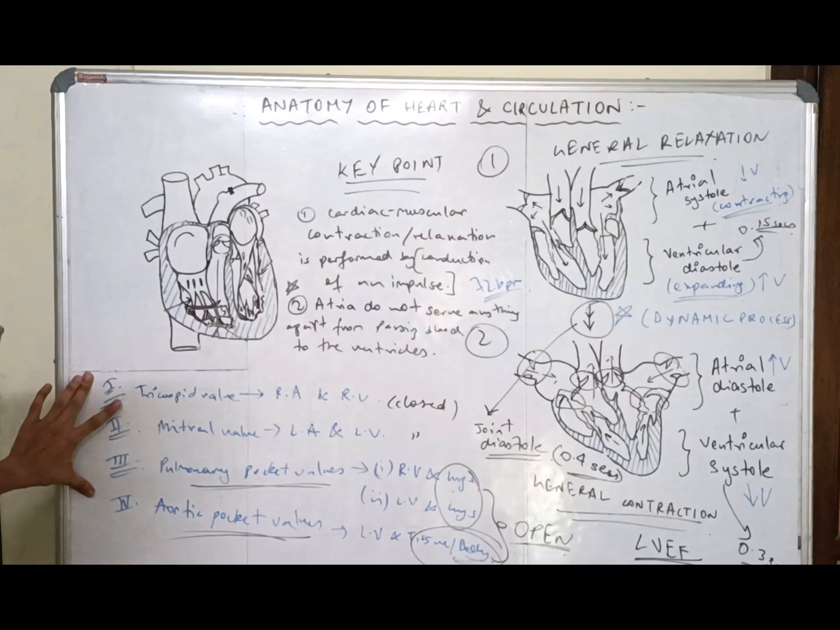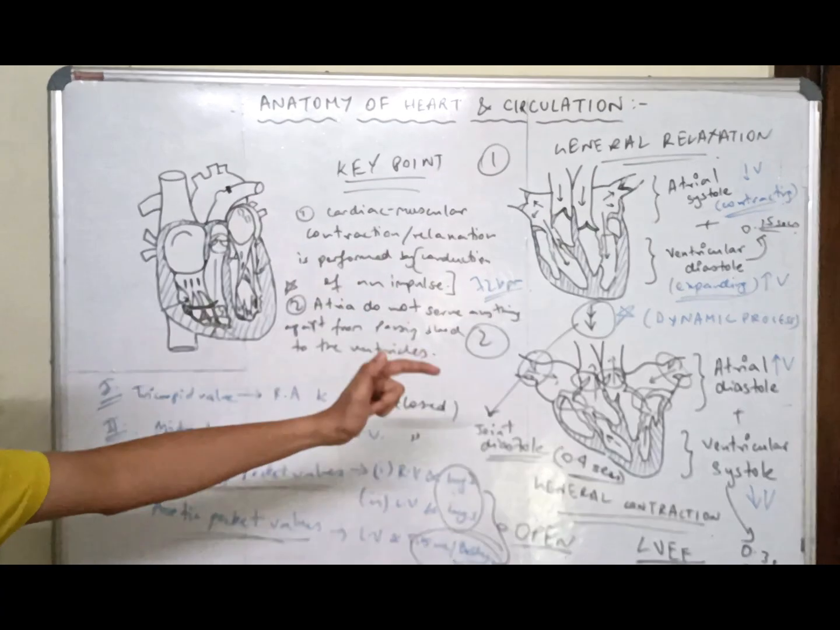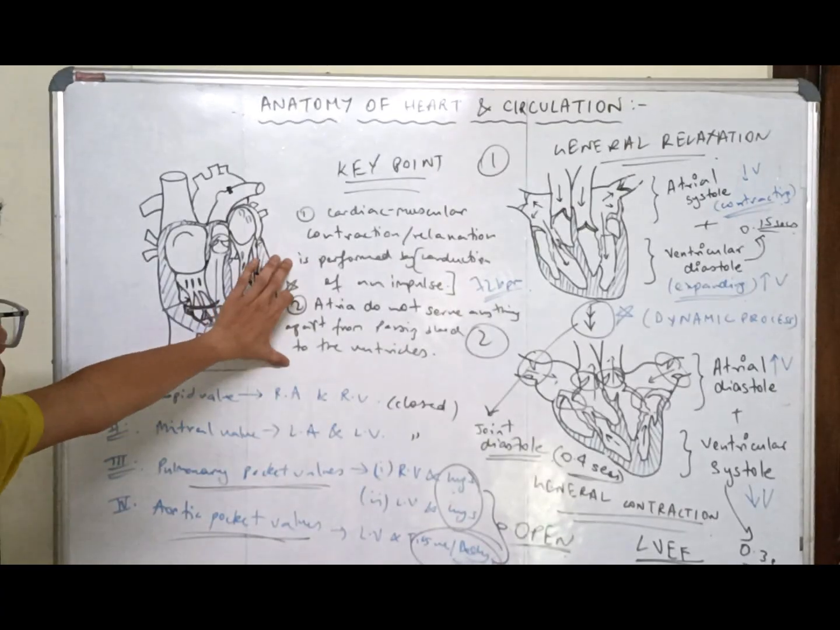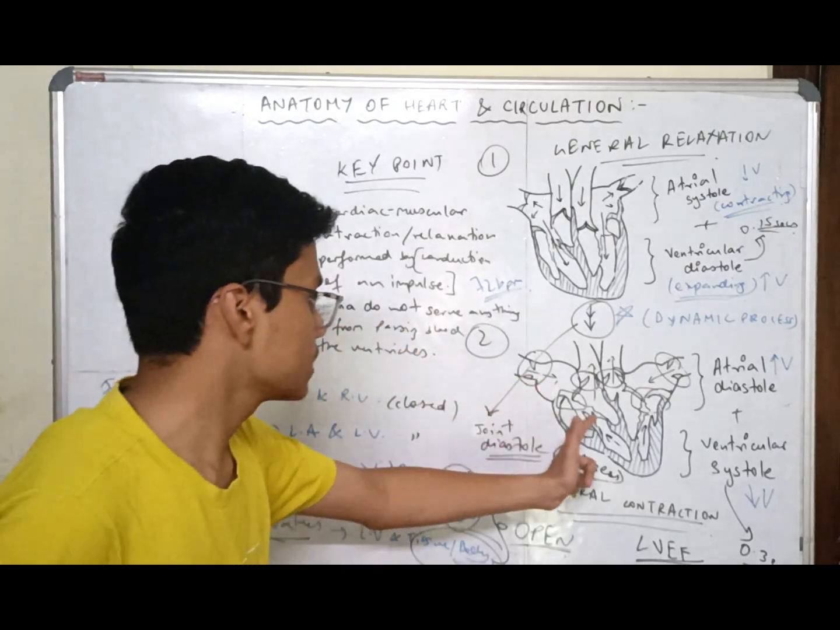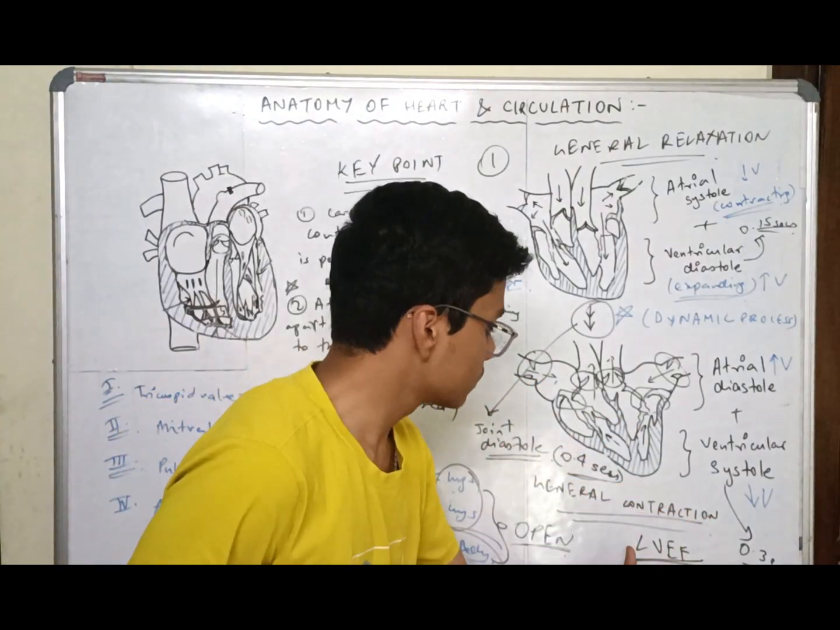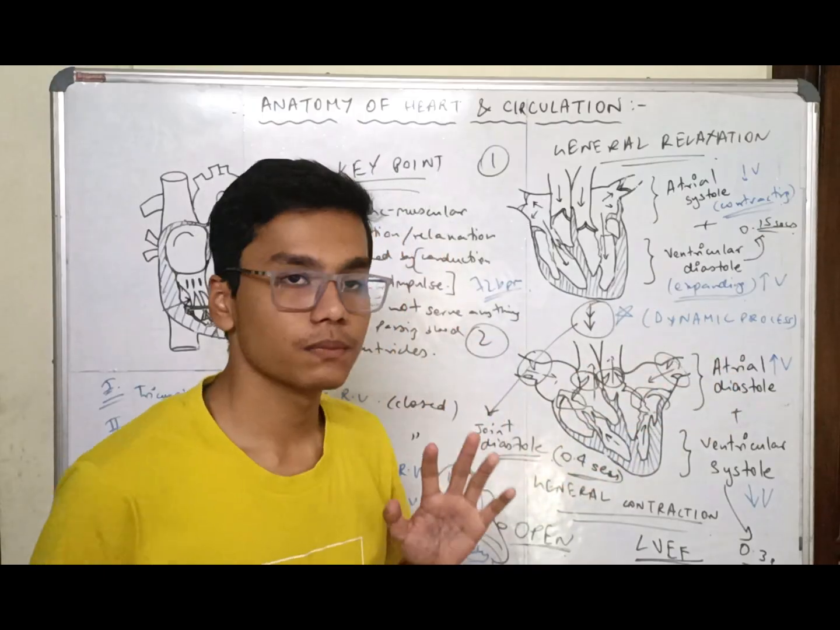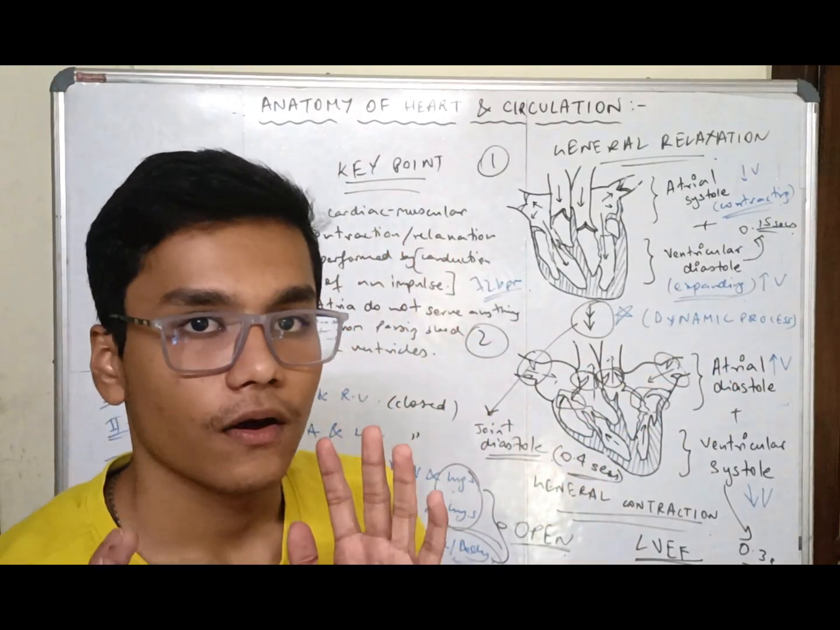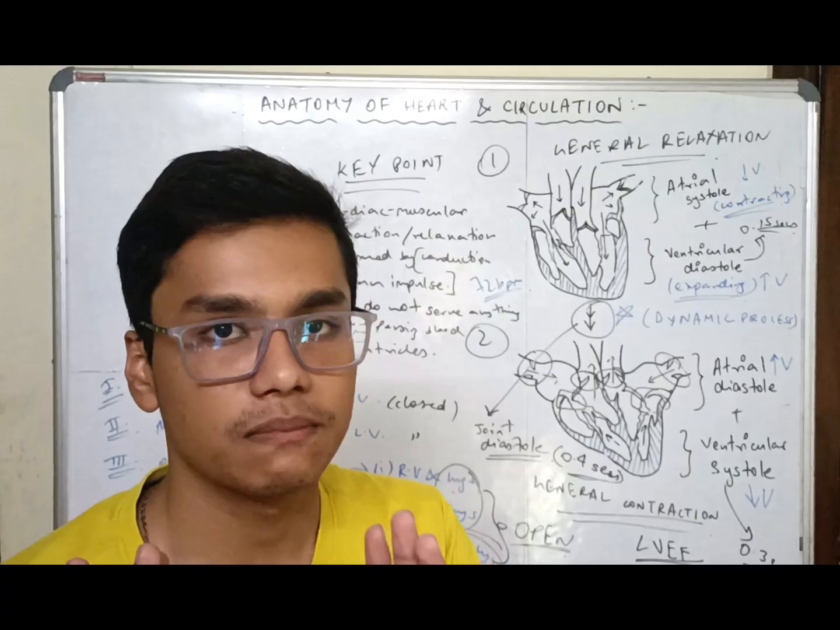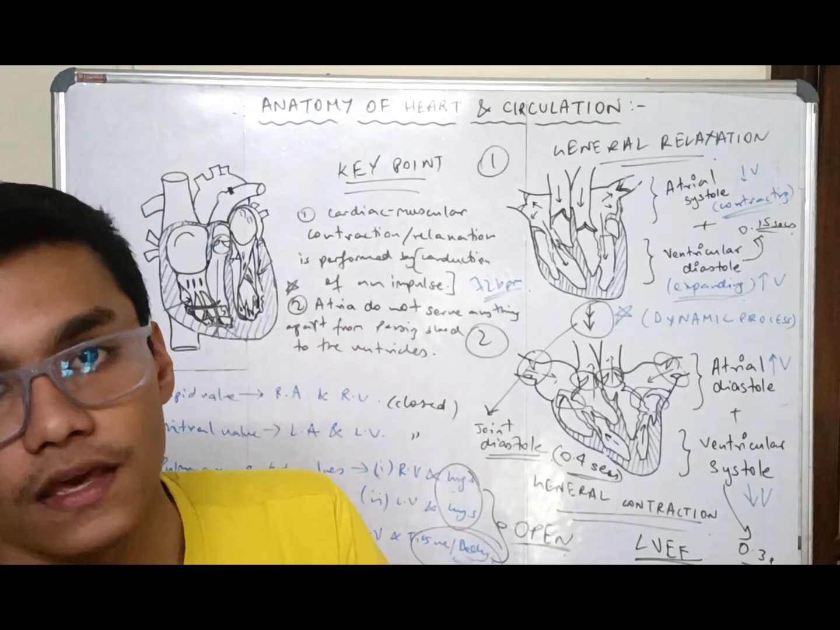Now, you know about the valves that are open and closed in different relaxation and contraction states. You know which parts are doing pulmonary and systemic circulation. You know what these values are for each and every dynamic process. Congratulations, you know the ultimate process of circulation.